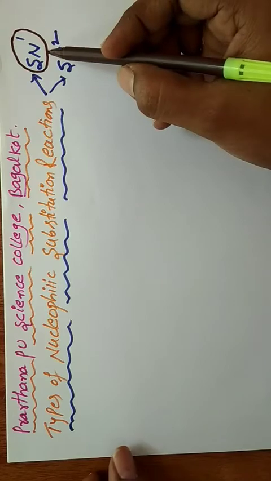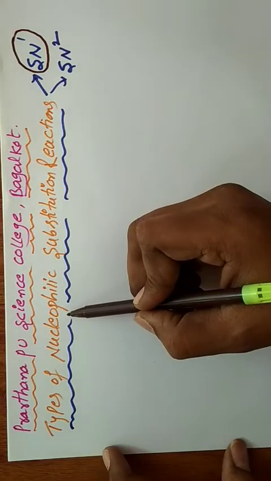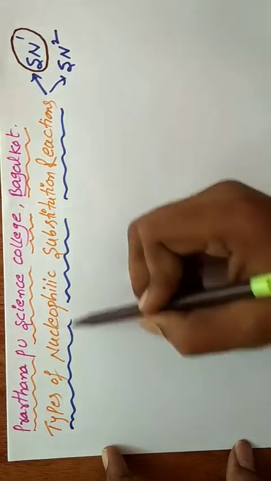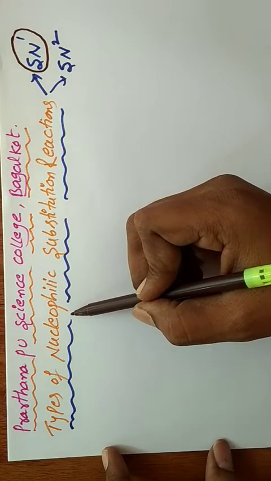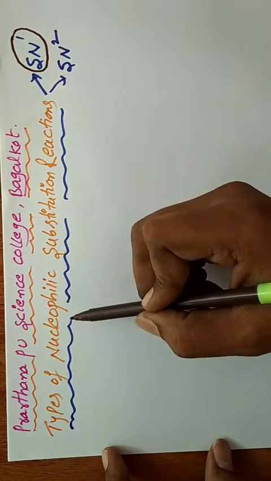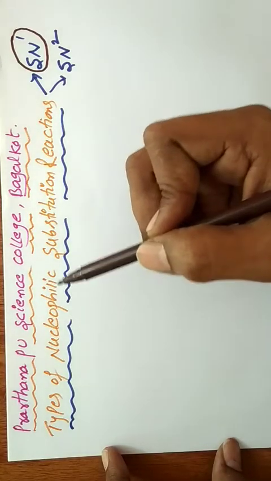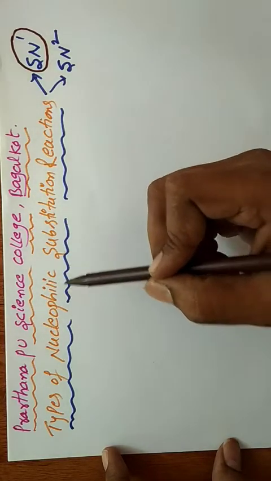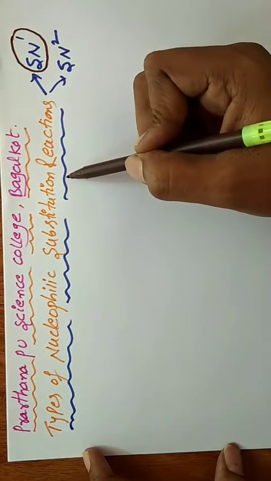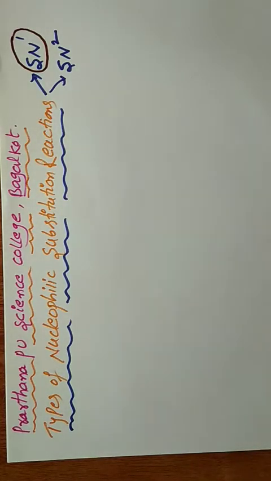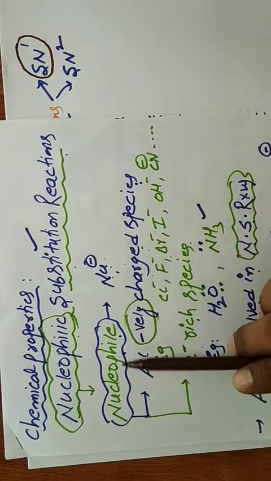Before going to the SN1 reaction, once again we discuss the nucleophilic substitution reaction. What is the meaning of nucleophilic? Nucleophilic means nucleophile. Nucleophile means all negatively charged species act as a nucleophile. Alkyl halides are involved in nucleophilic substitution reactions, as we already discussed in chemical properties. Once again we recall the meaning.